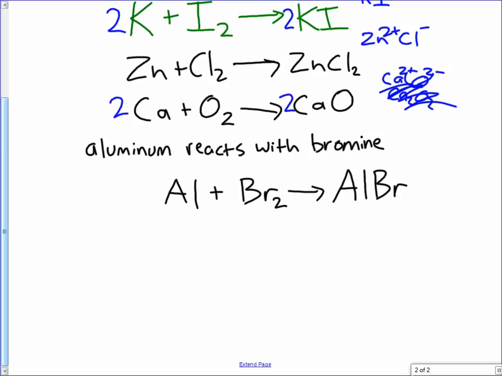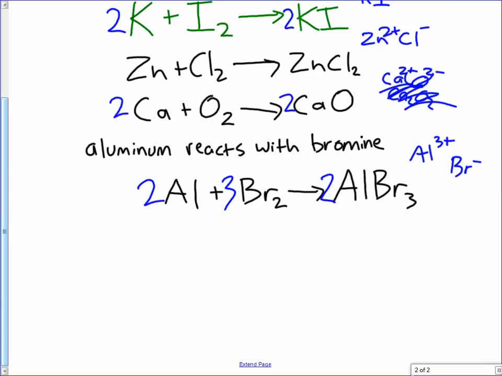Al is a +3, bromine is a -1, so that means we have AlBr3. This is one of those where we have to find the LCM. So the LCM of 2 and 3 is 6. So we put that there, and there to give us 6. Put that there to balance the aluminum, and we're good to go.